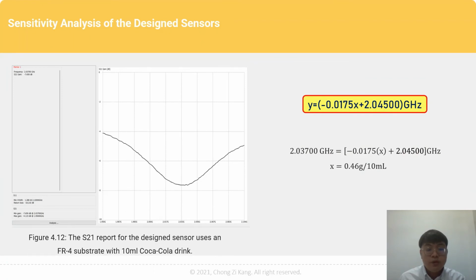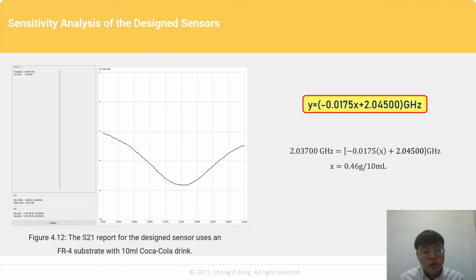The resonant frequency resulting from filling a 10 ml Coca-Cola drink was measured using the vector network analyzer and recorded as shown in figures 4.12 and 4.13. The resulting resonant frequency for the design sensor using the FR4 substrate is 2.037 GHz.